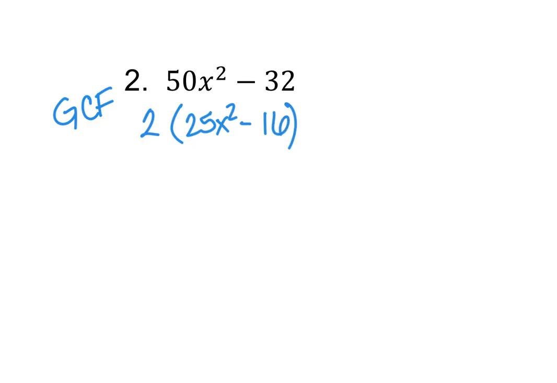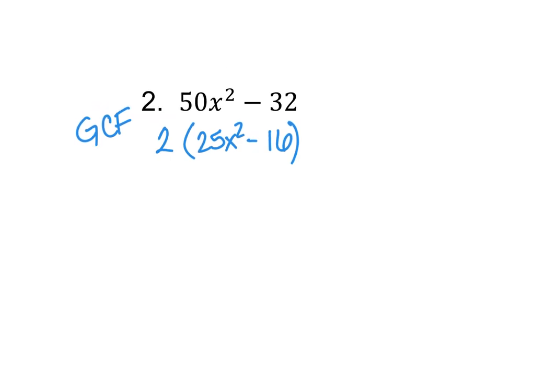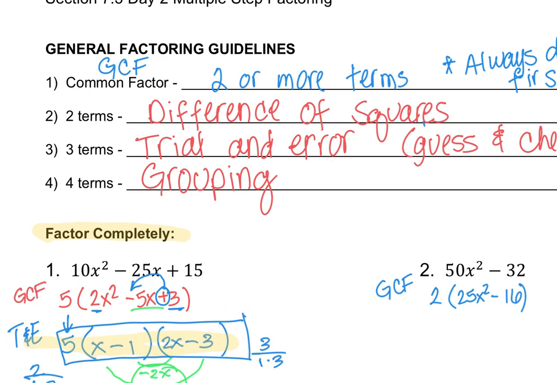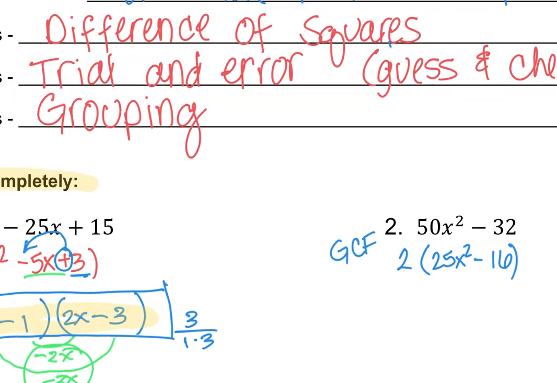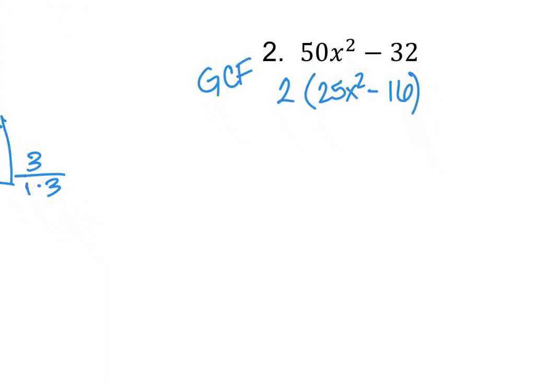Now, are we done? Well, we have 2 terms and a minus sign. If we have 2 terms with a minus sign, we will do difference of squares. And let's go ahead and put that right there. So let's go ahead and do that. So we have difference of squares here. So DOS, bring down that 2.